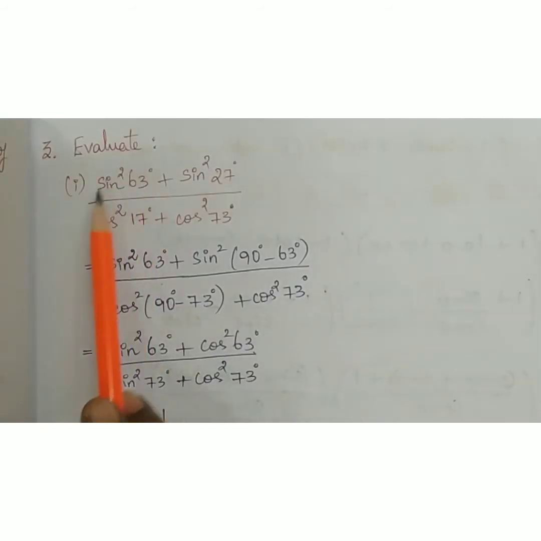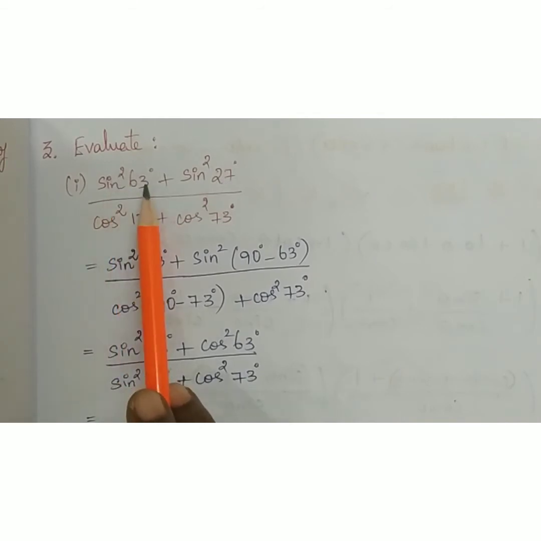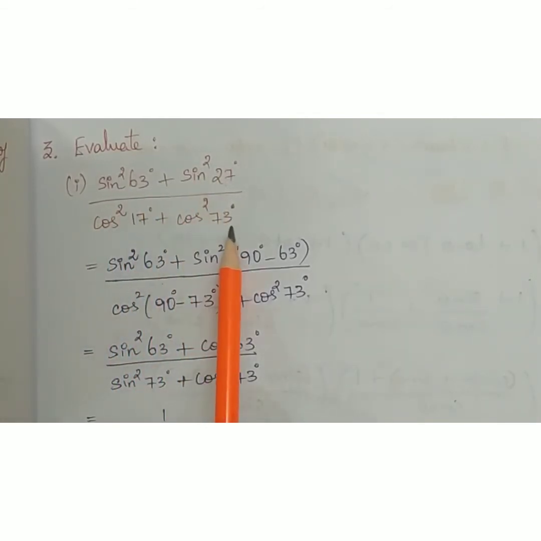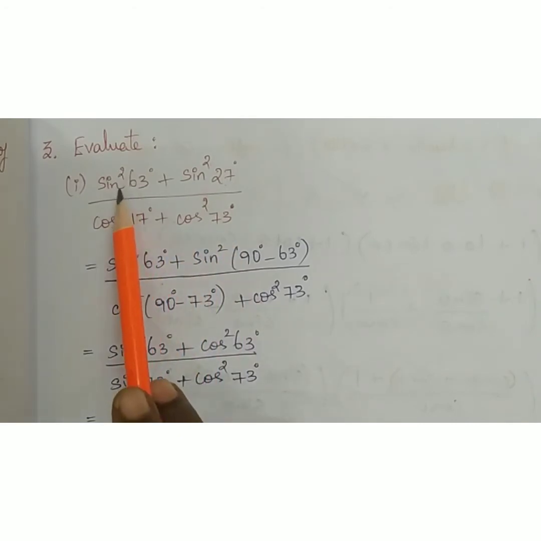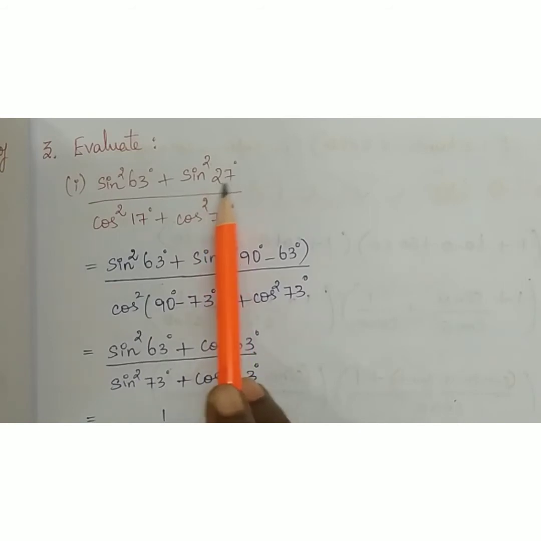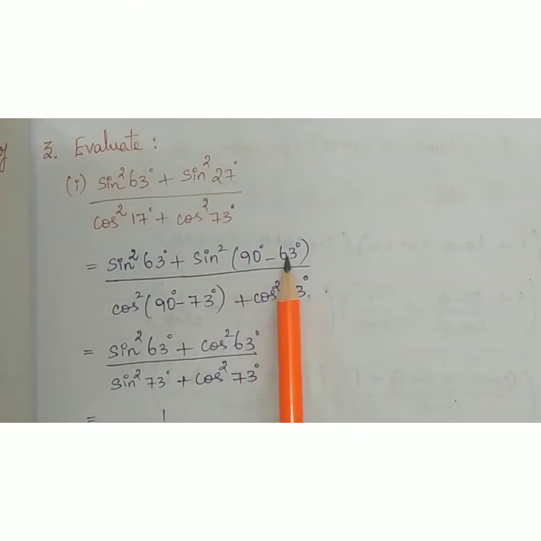Third sum. Evaluate first subdivision: sin square 63 plus sin square 27 by cos square 17 plus cos square 73. Here sin square 63 you keep as it is. The sine square 27, 27 can be expressed as 90 minus 63. So sine square of 90 minus 63. By this cos square 17, you can change it as 90 minus 73. So cos square of 90 minus 73. Cos square 73 you keep as it is.